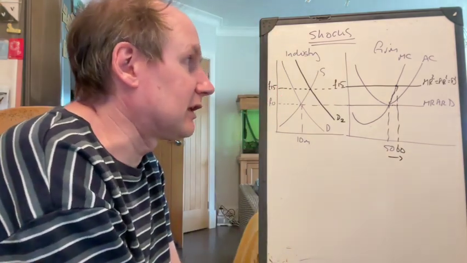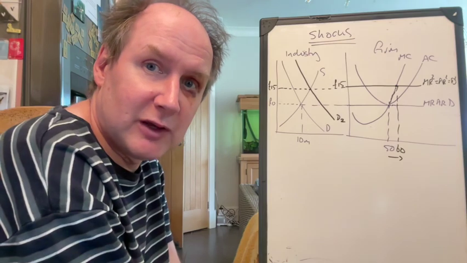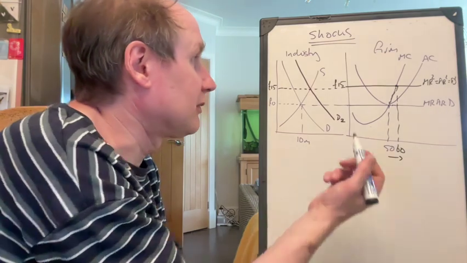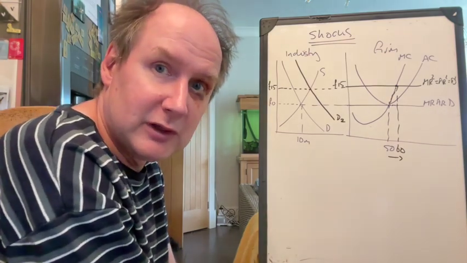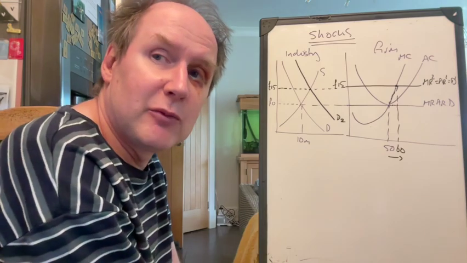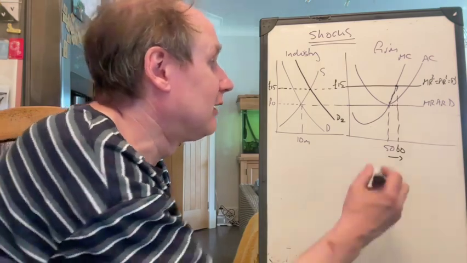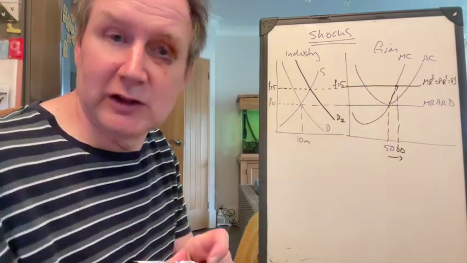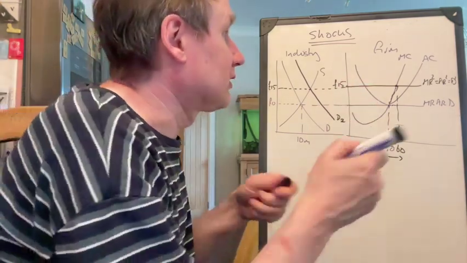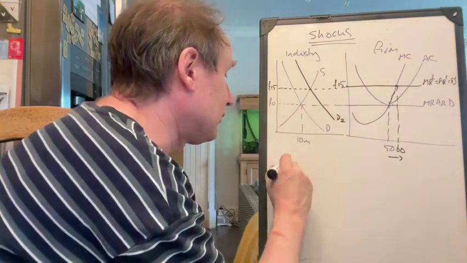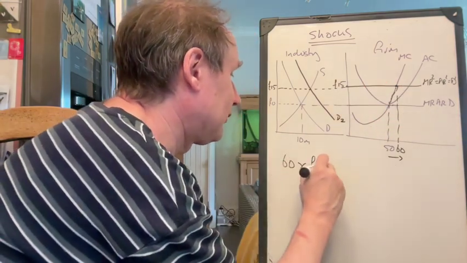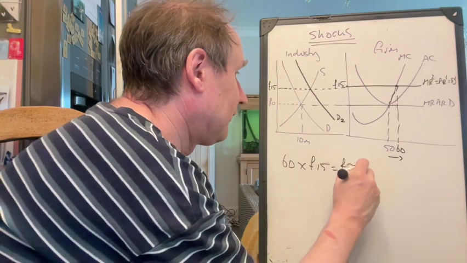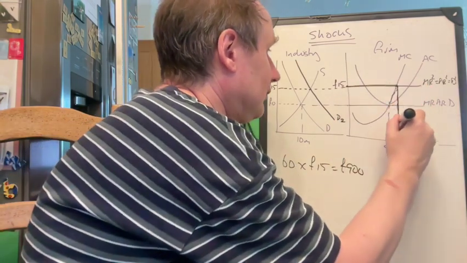So what we now need to say is, okay, presumably the firm's now making more profit. Originally it was making normal profit, now presumably it's making abnormal profit. So then we take step 2 and we say, okay, output is 60, price is 15. Well, that's fine. I can find my total revenue. My total revenue is 60 units times £15, which is 900 quid. And we can see that there.